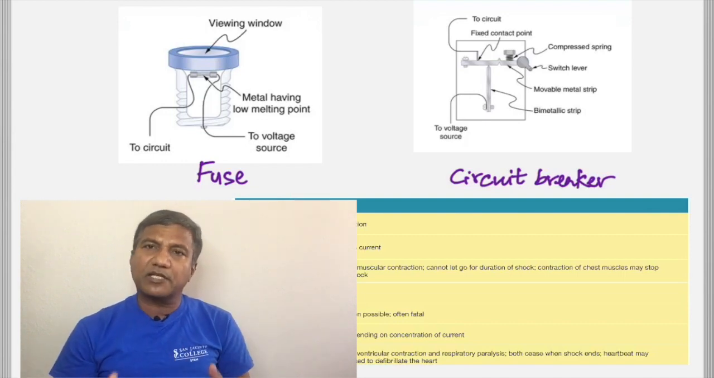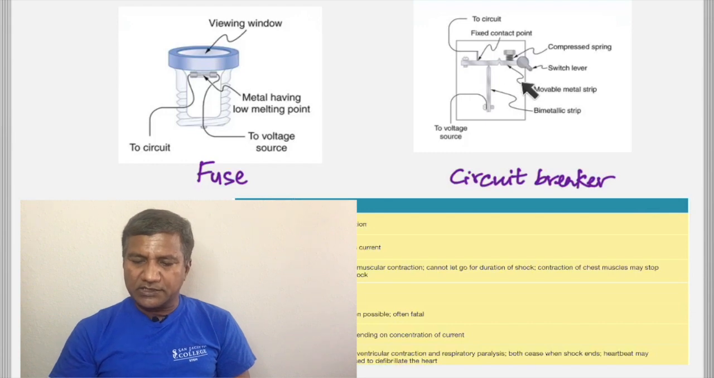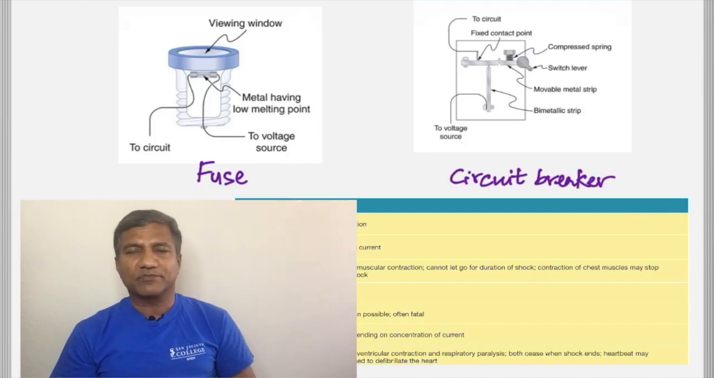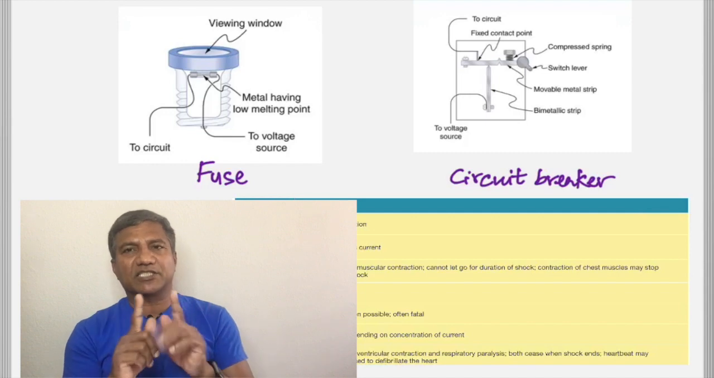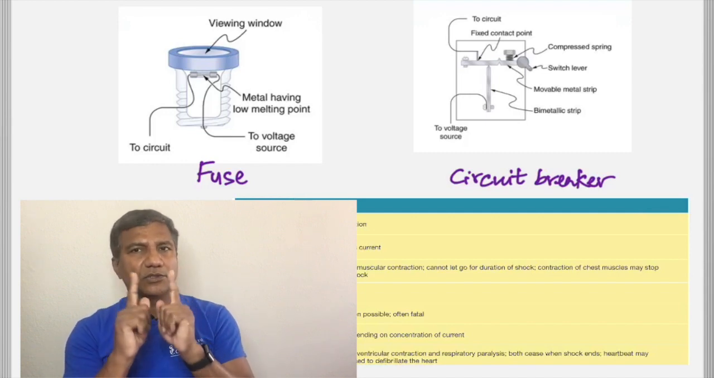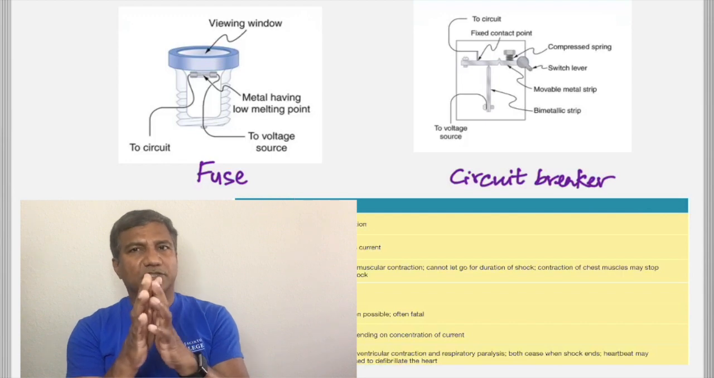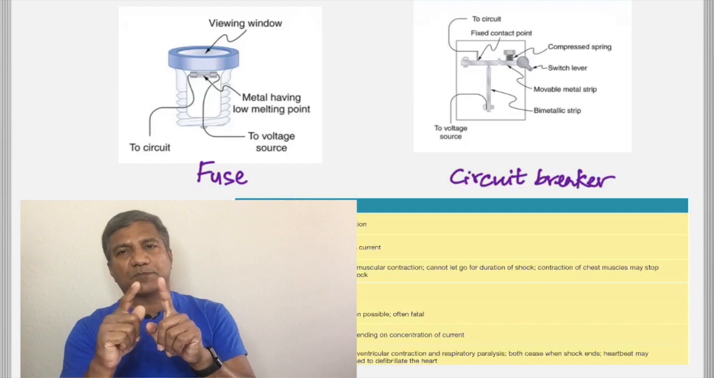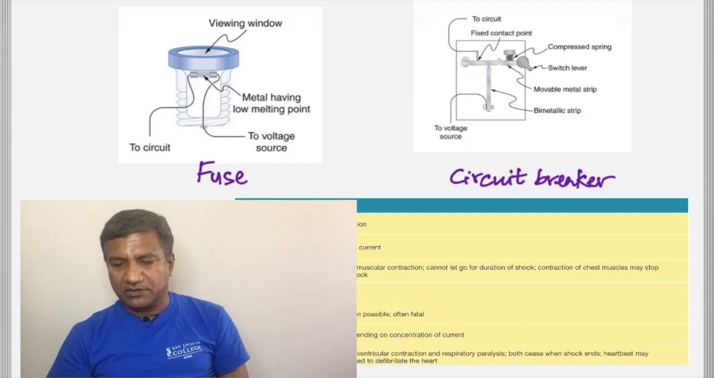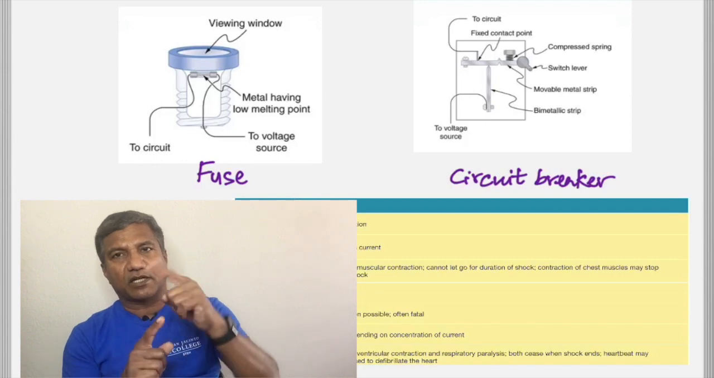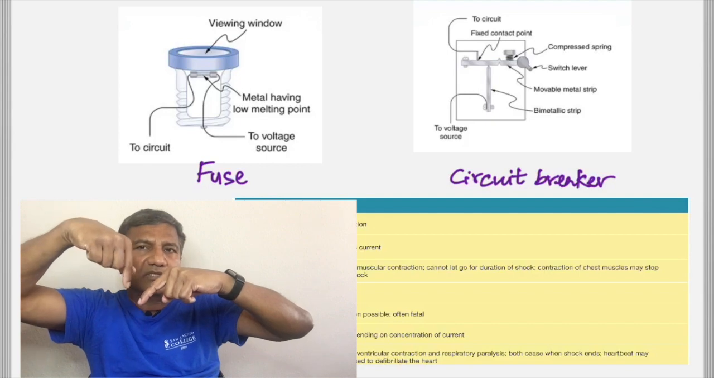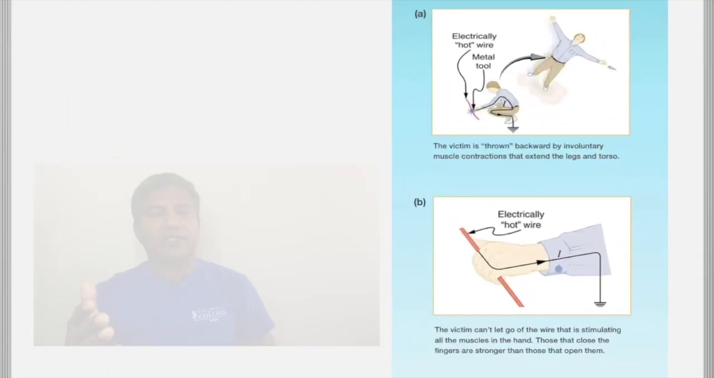On the right side, what you have as a circuit breaker could be magnetic, but in this case it's a bimetallic strip. You have two different metals connected together, and when they get heated, it's going to bend because one metal expands more than the other, and it bends away from the electrical contact. If this is the contact, it bends away and opens the circuit. So that's one type of event of an electrical shock.